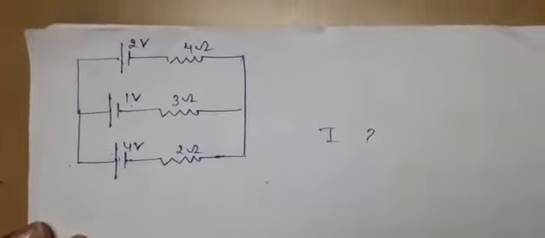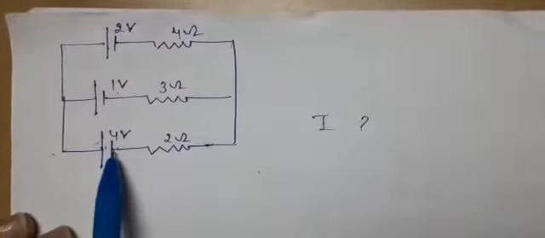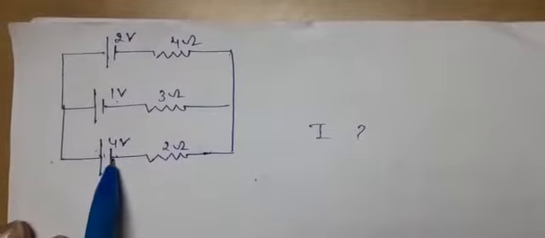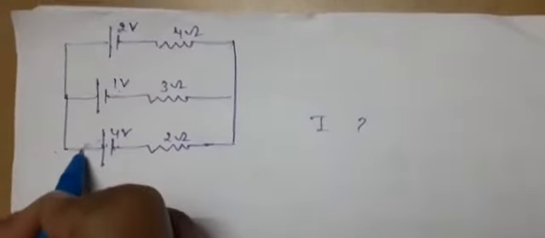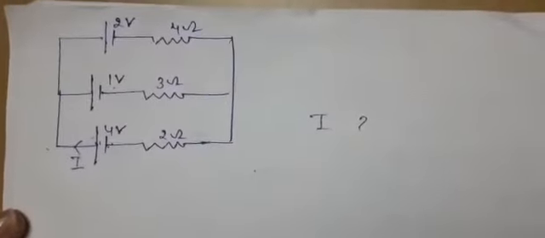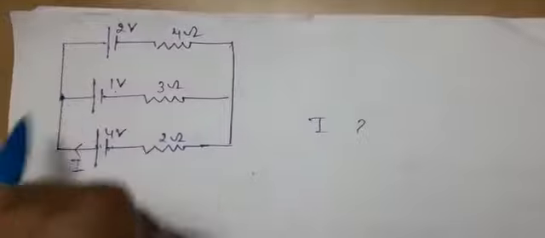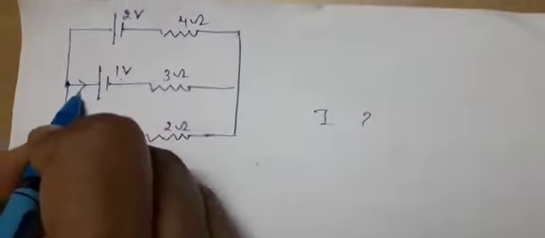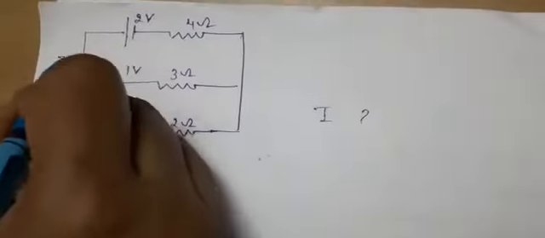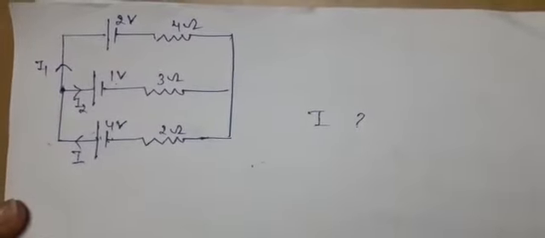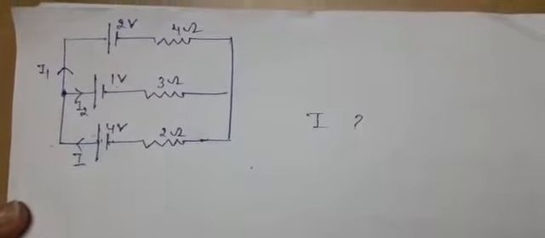But here you can see that out of these three cells, one is larger. So the larger one will act as a charger cell. I will take this main cell as the one giving the current I. Now, as this current I flows to this junction, one current flows to this branch and the remaining current flows through the above branch. Let this current be I1 and this current be I2. The first thing we do in such a problem is to name the currents.